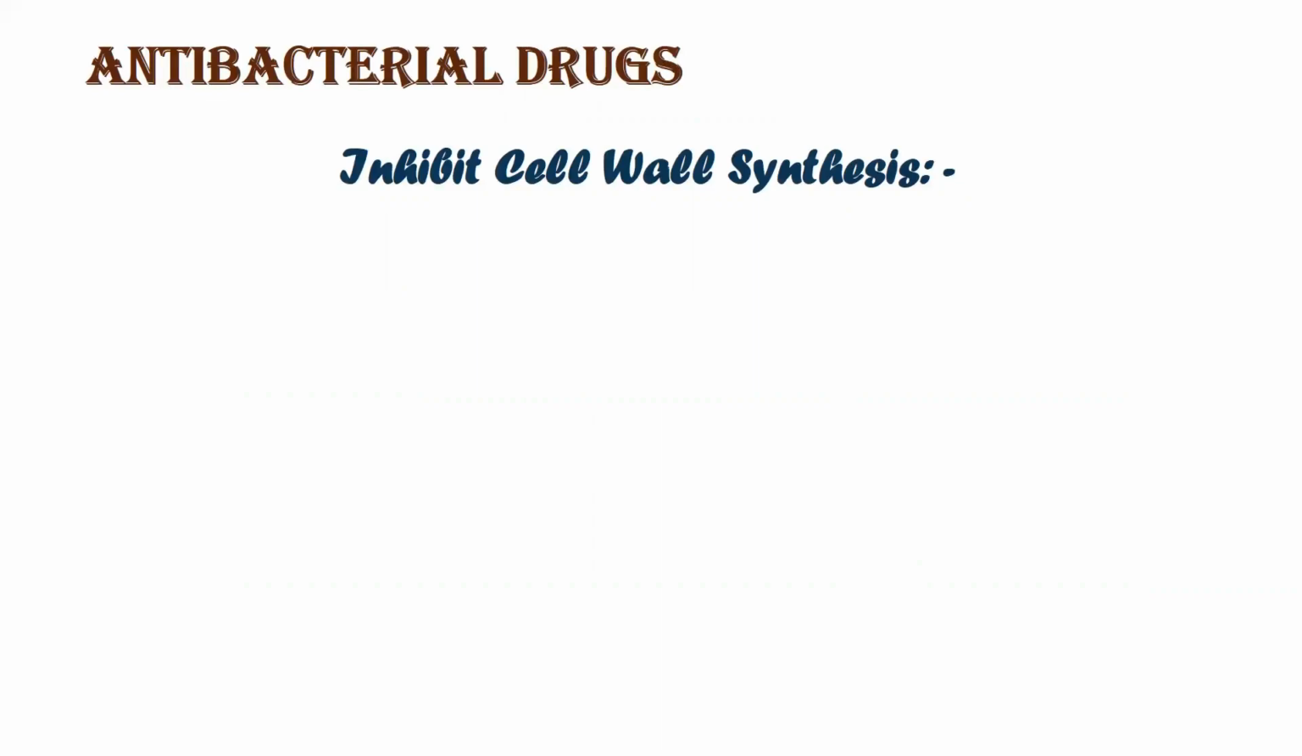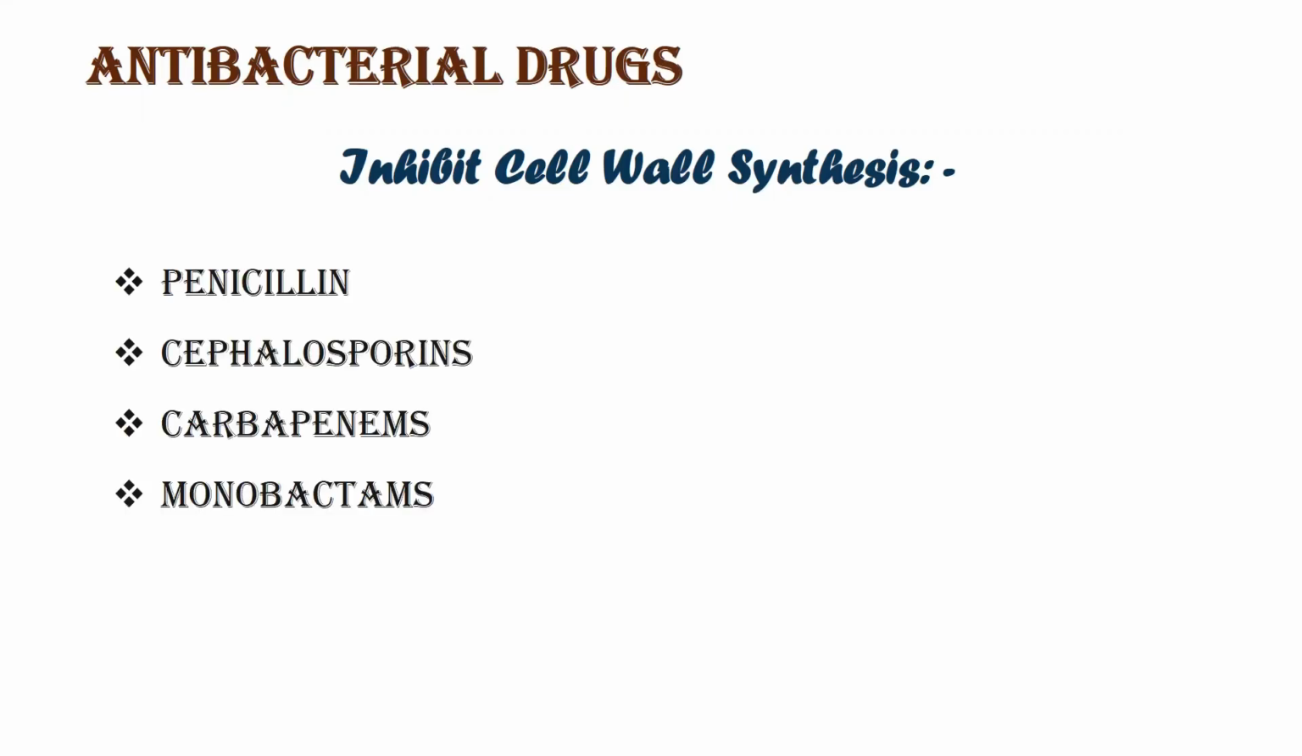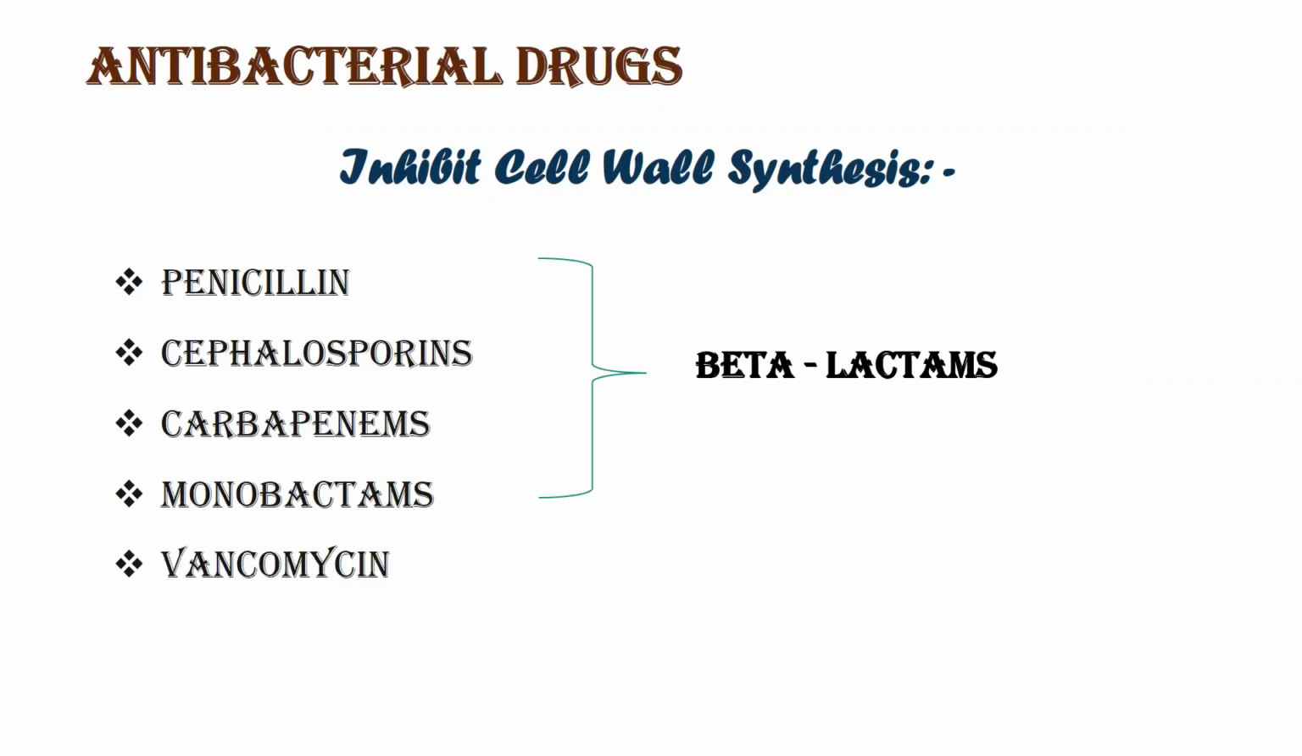Drugs that inhibit cell wall synthesis are penicillin, cephalosporin, carbapenem, and monobactam, which are collectively called beta-lactam drugs. Other drugs that inhibit cell wall synthesis are vancomycin, cycloserine, and bacitracin. So, if we go into detail of the mechanism, it is cycloserine.